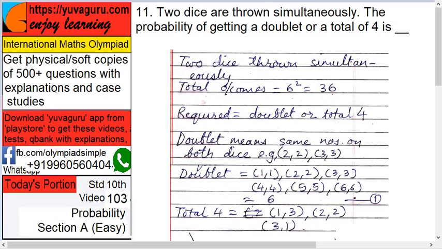4 is, what is the doublet? Doublet means it's like this: 1 1, 2 2, 3 3, means same numbers on both the dice. Okay, so 2 dice thrown simultaneously. Total outcomes possible is 6 square, right? Outcome of 1 raised to how many dice are thrown? So 36. Required is doublet or total.